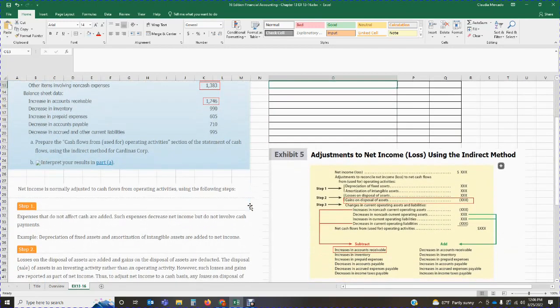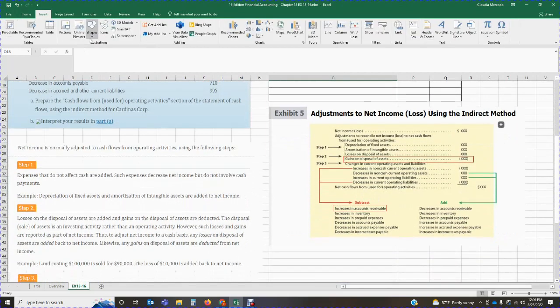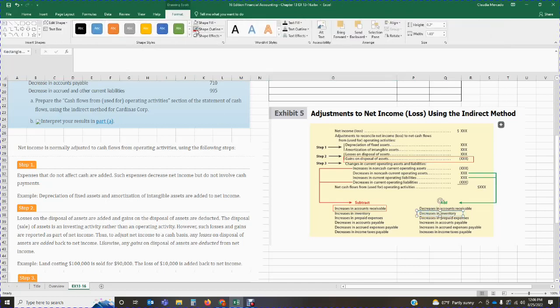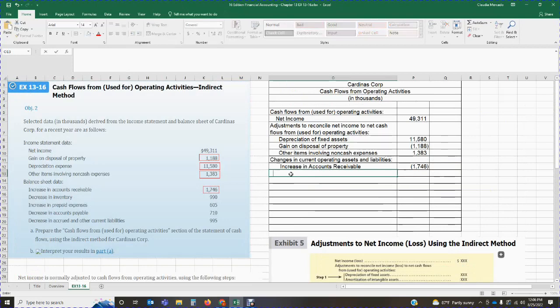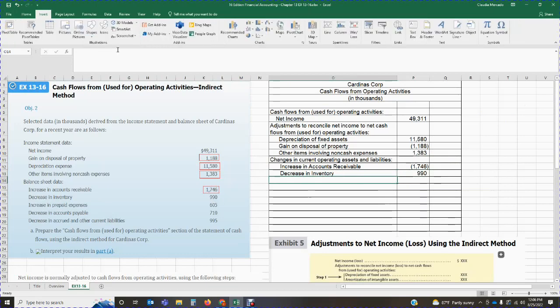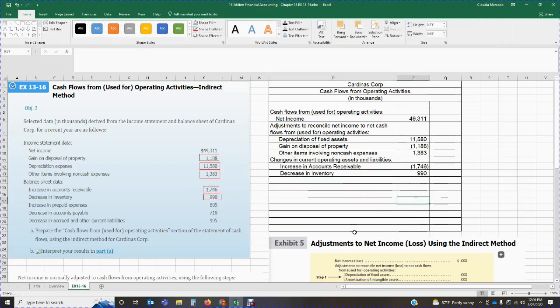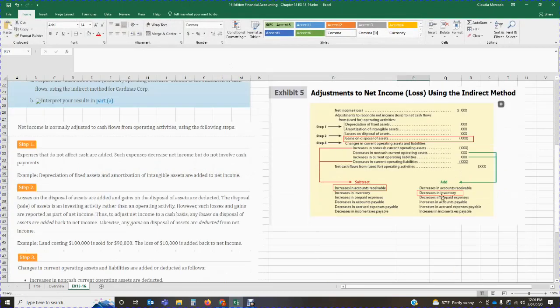Decrease in inventory. We're going to locate it down here. If we have a decrease in inventory, then we're going to add that dollar amount. Decreases in inventory are added. So all we're doing is looking at Exhibit 5 and figuring out if we have to add or subtract. So that decrease of 990 in inventory, we're going to look at our table. Decreases in inventory are added.